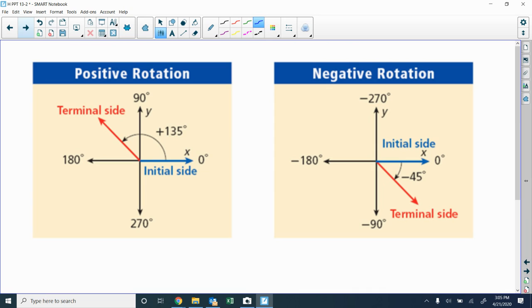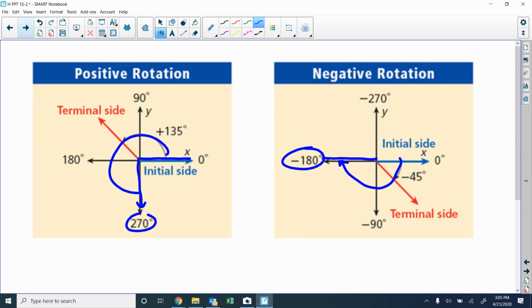So for a positive rotation, we have our initial side, which is right here, and our terminal side is going to move. So that is a 135 degree angle. We can also have negative. The initial side is always going to start on the positive x-axis there, and we can rotate around many times. For example, we can bring this down around here and stop it right here and have a 270 degree angle. We can keep this negative one coming all the way over to here and stop it here and have a negative 180.